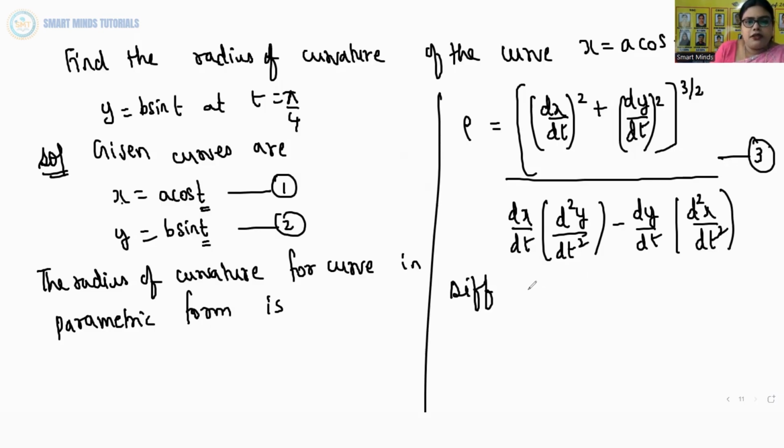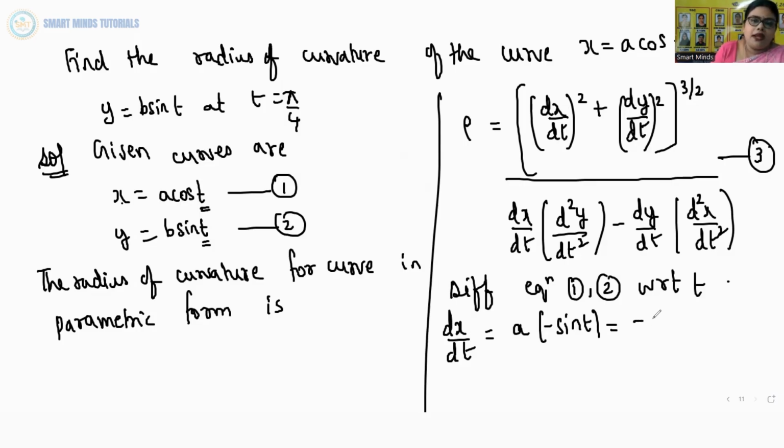Now we differentiate equation number 1 and 2 with respect to t. So if I differentiate equation number 1 with respect to t, x will become dx by dt. a I am writing as it is because a is a constant. Cos t derivative is minus sin t. So your dx by dt will become minus a sin t. Now if I differentiate equation number 2, we get dy by dt is equal to b, b is a constant, sin t derivative is cos t. So we got dx by dt and dy by dt.